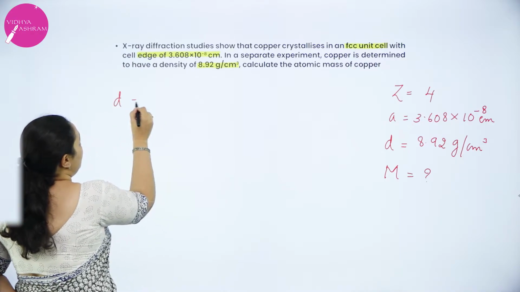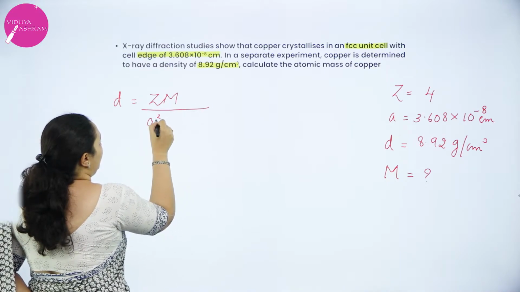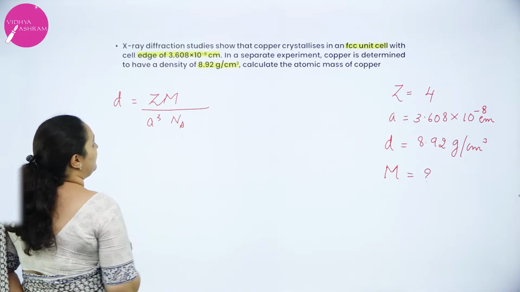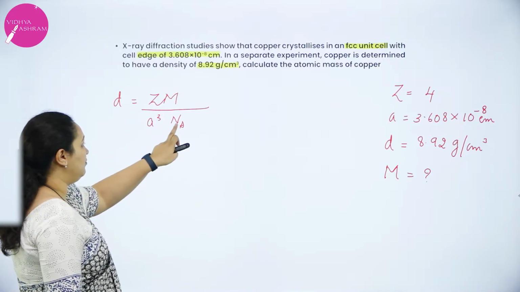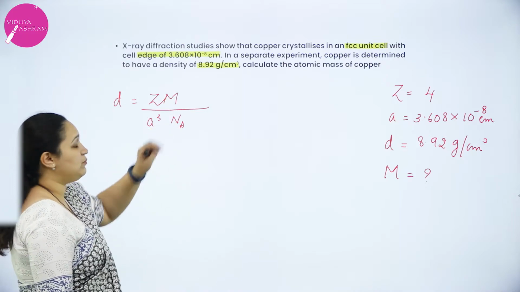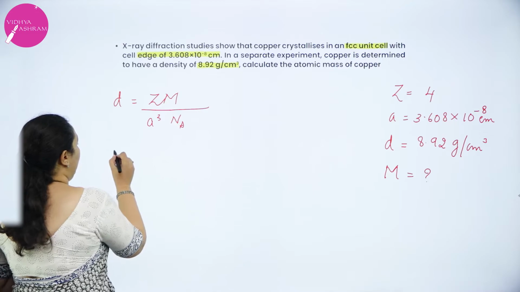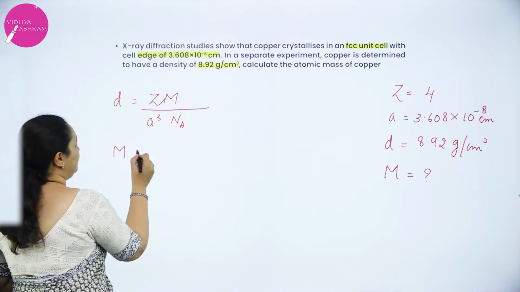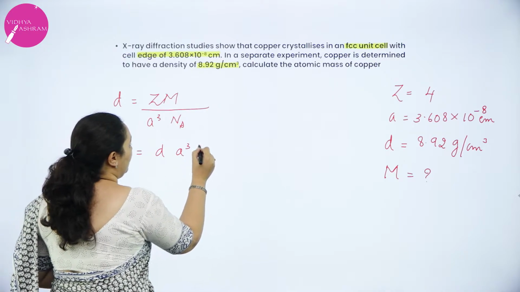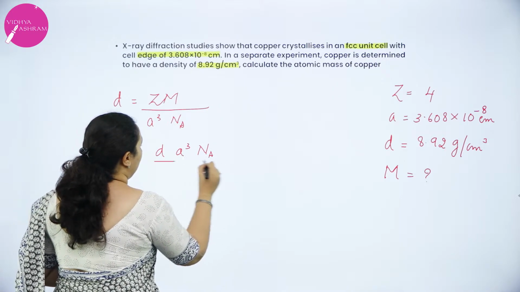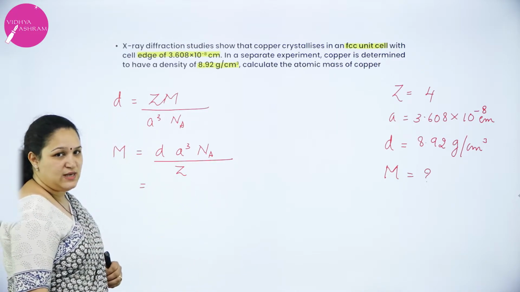So the formula is D is equal to Z M by A cube into NA. Now I have density, I know Z, I know A cube, I know NA. So what am I supposed to calculate? M. So I will rearrange this formula to write M is equal to D into A cube into NA divided by Z. Now we shall do the substitution.